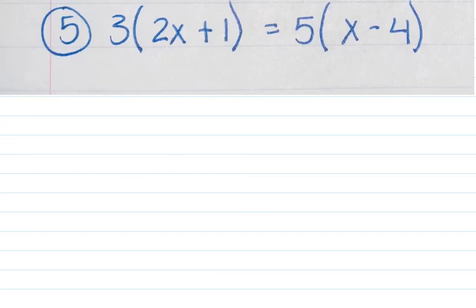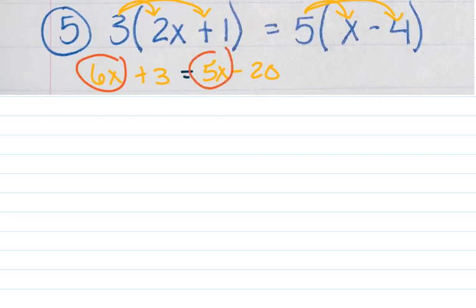Okay, our last problem here. Notice this time I need to distribute not once, but twice. So I end up with 6x plus 3, because 3 times 2 is 6, 3 times 1 is 3, and now I'm going to distribute that 5, so 5 times x is 5x, 5 times 4 is 20, pay attention to that negative sign.